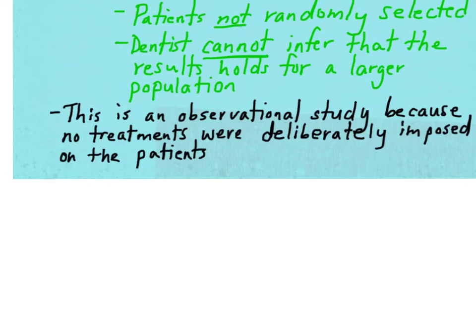Now, can we make an inference in terms of cause and effect? And that is no, because there was no random assignment to the 2 groups.